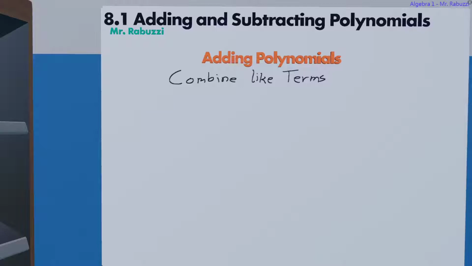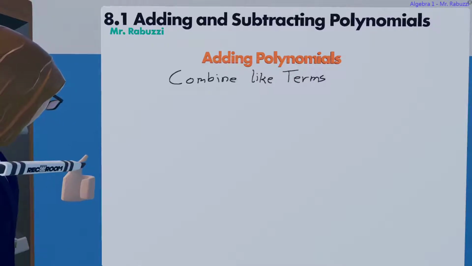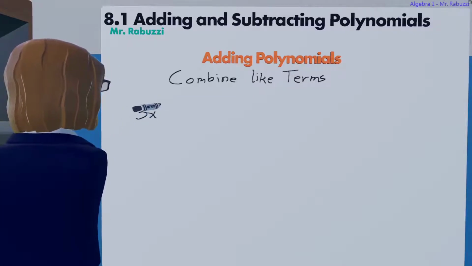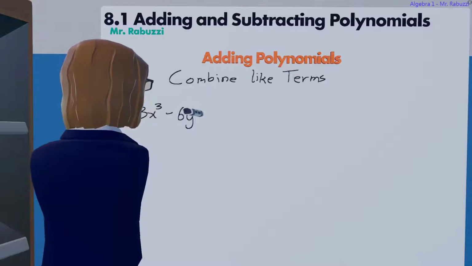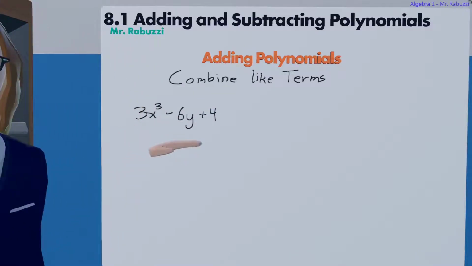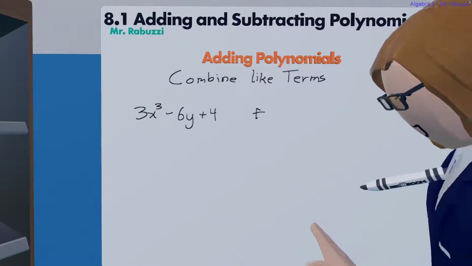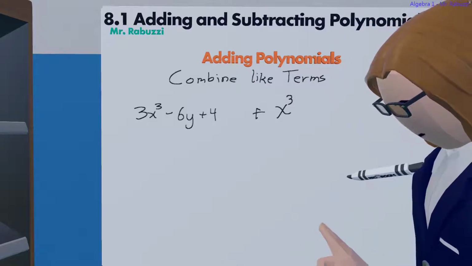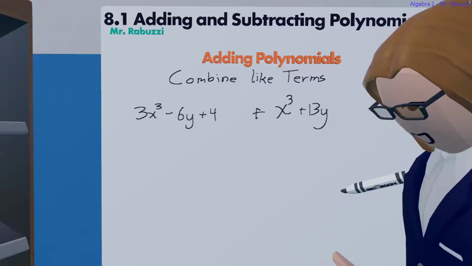So let's look at my first example. This is not from the packet. There's not very many problems in the packet, so I made my own. So you can work on the ones in the packet. We have 3x to the third minus 6y plus 4. Okay, that's one polynomial. Then we're going to add it to another polynomial, which is x cubed plus 13y minus 3.